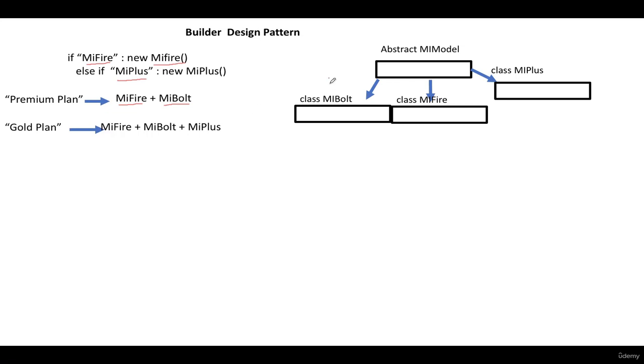Previously we used to provide the instance of either Mi Bolt, Fire or Plus, but now in case of this requirement, where we have the premium purchase plan, or let's say the gold purchase plan, we can give multiple objects at the same time to a client. And here we require the builder design pattern because we cannot achieve that by using the factory.